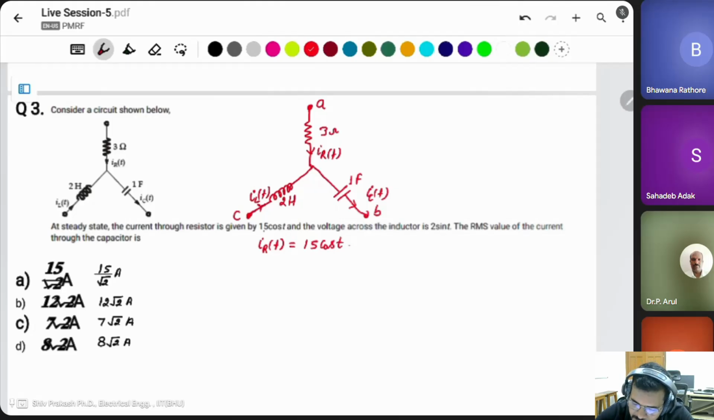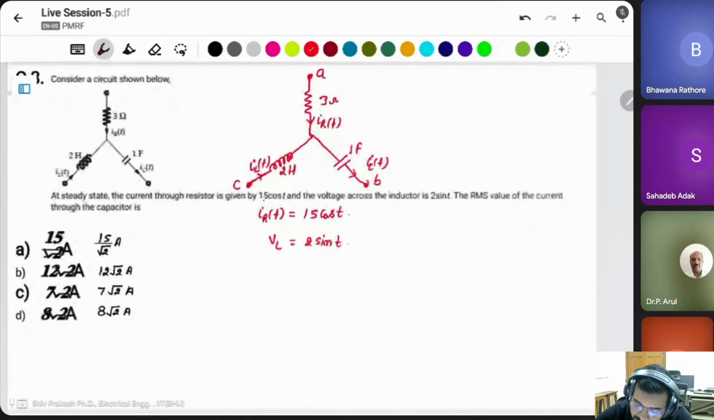Then the voltage across the inductor is given. VL is 2 sin t. And what is the current? VL is equal to L di/dt, so the inductor current satisfies L dIL/dt equal to 2 sin t.